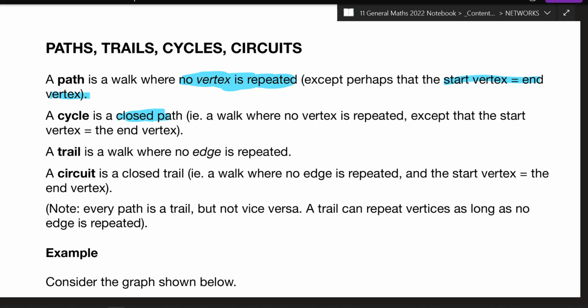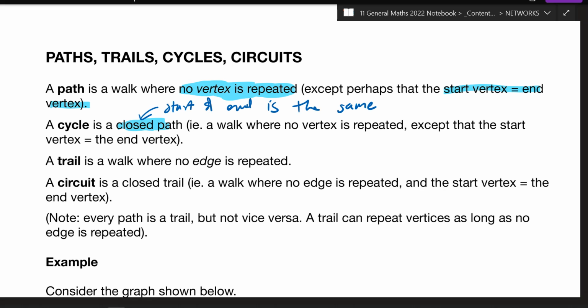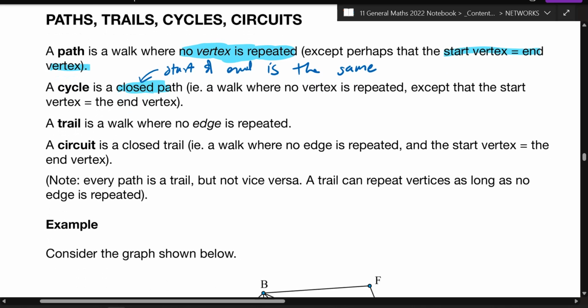So when we talk about closed, it always means that you've got to start and end at the finish one. So I'm going to put that in there. When you talk about the word closed, the start and end have to be the same whenever you say closed. So if I say closed circuit, or a closed path, or a closed trail, closed walk, start and end has to be the same. Okay, so a cycle is the same as path, can't repeat a vertex. Okay, you cannot repeat vertex.